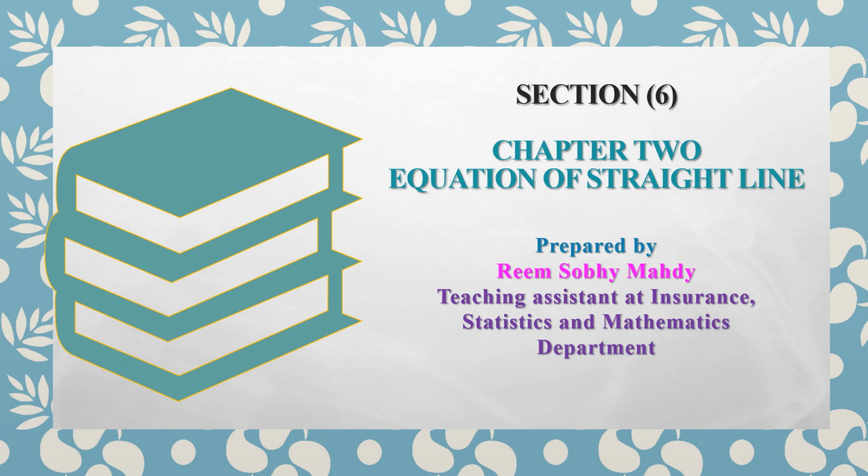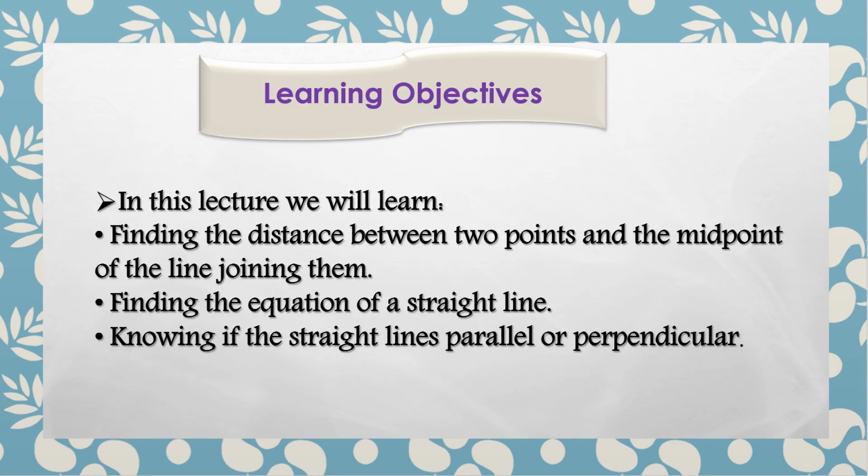This is section 6 in a pure mathematics course on chapter 2 titled Equation of Straight Line. Our learning objectives in this video are to find the distance between 2 points and the midpoint of the line joining them, also finding the equation of a straight line, and knowing if the straight lines are parallel or perpendicular.